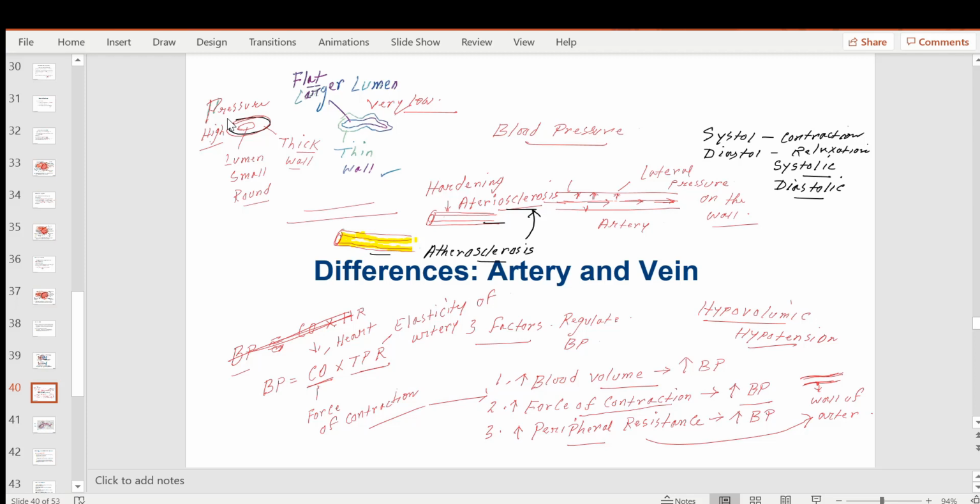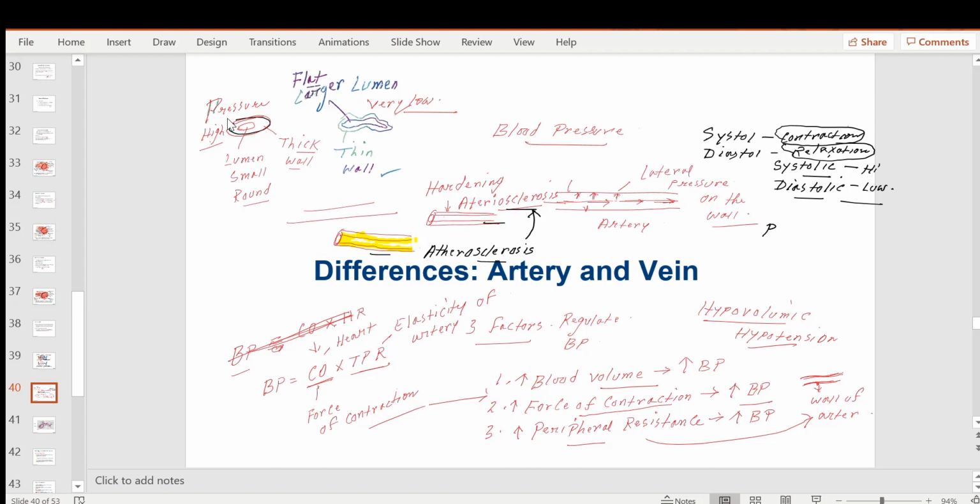Okay, so systolic pressure is the maximum pressure during the contraction of the ventricle, and diastolic pressure is the lowest or minimum pressure during the relaxation of the ventricle. You already know when the ventricle contracts, blood enters into the artery, right? So the pressure will be high. When the ventricle relaxes, blood comes back into the heart, so the pressure on the wall of the artery will be less. That's why the systolic pressure is high and diastolic pressure is low. Okay, we measure both, and from these two we measure 2 other pressures.